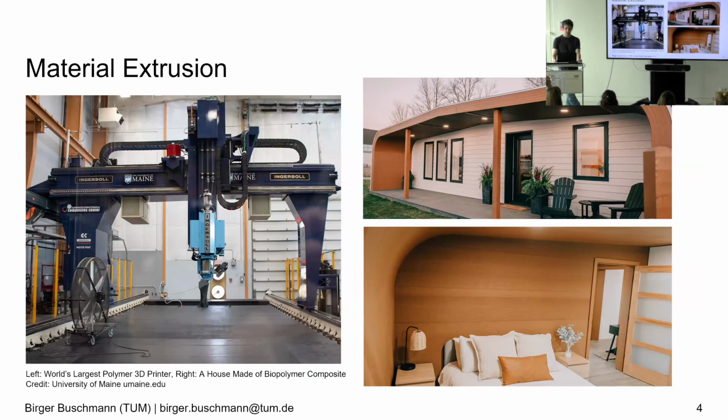The second process category is material extrusion. Here, viscous material is extruded out of a nozzle and deposited in strands on top of each other. This way, objects are created layer by layer. One very famous material extrusion process is fused filament fabrication. Everybody knows these little desktop printers that are in little workspaces. This is the technology that they're using.